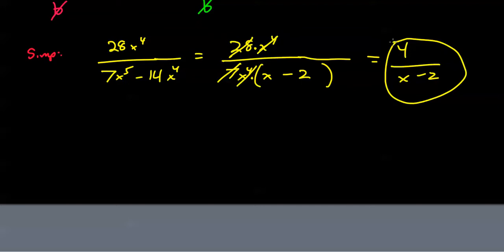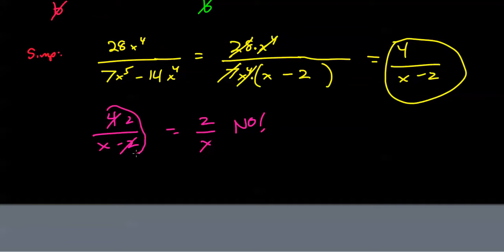Please note, you cannot cancel this 2 into the 4. Let me illustrate that error again. A lot of students will get this far, they'll have the correct answer, and they'll then do something like this: 2 goes into 4 twice, and say something like x over 2 over x. No. You cannot cancel out terms of a sum. You can only cancel factors of a product across a fraction bar.